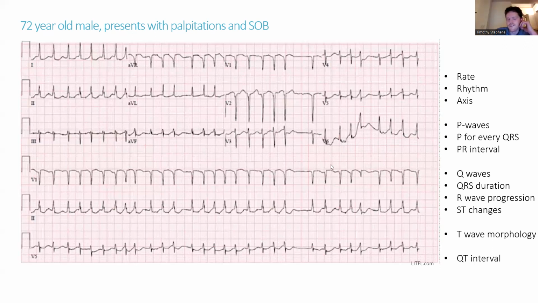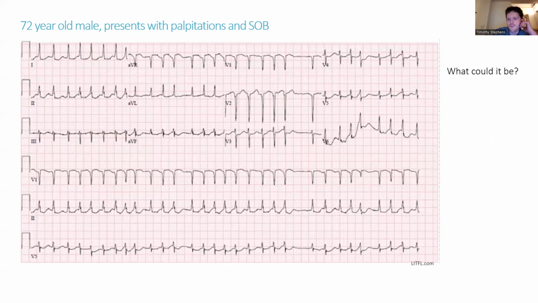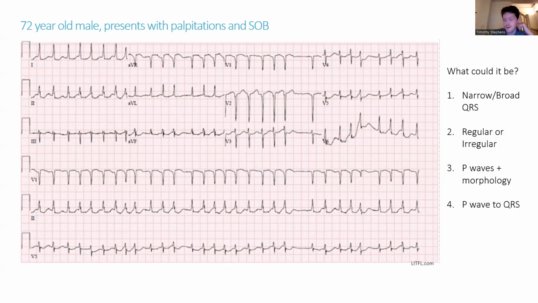So what is this? This is one way of looking at it, but I'm going to use this other algorithm at the moment. Is it a narrow or a broad tachycardia? It's narrow. Is it regular or irregular? It's irregular. P waves, and what's their morphology? Well, we can't see any P waves. Is there a P for QRS? Well, that means nothing. We've got no P waves. So what could this be?